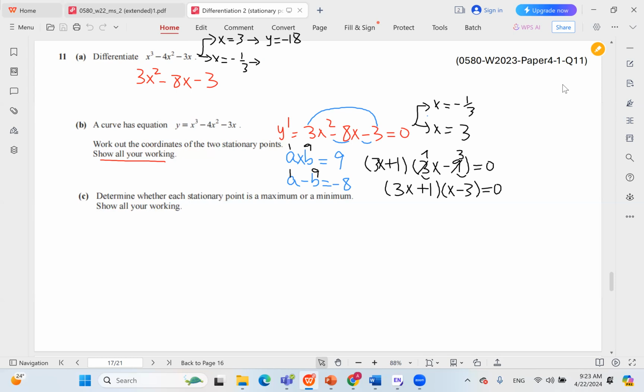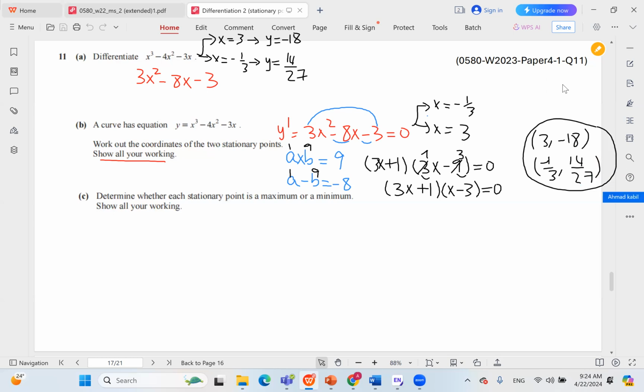And after evaluating these things, I got a final answer of 14/27. So the coordinates of the turning point here are 3, -18 and -1/3, 14/27. This would be the final answer to this problem.